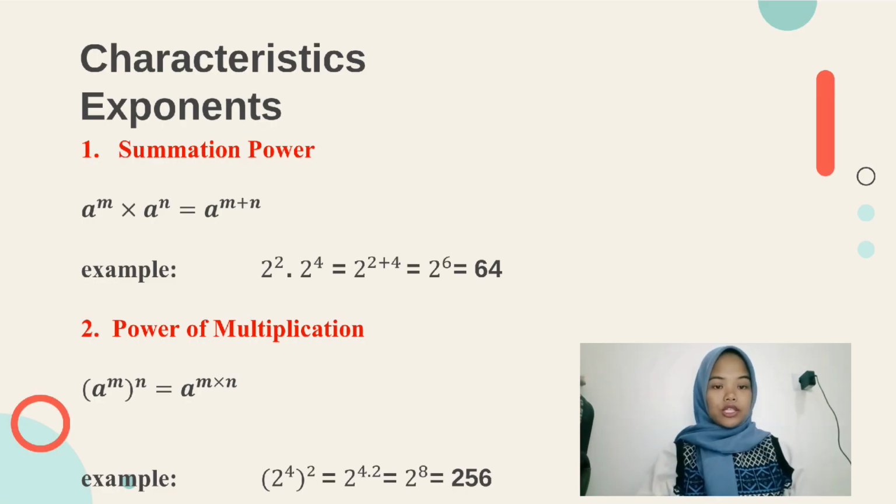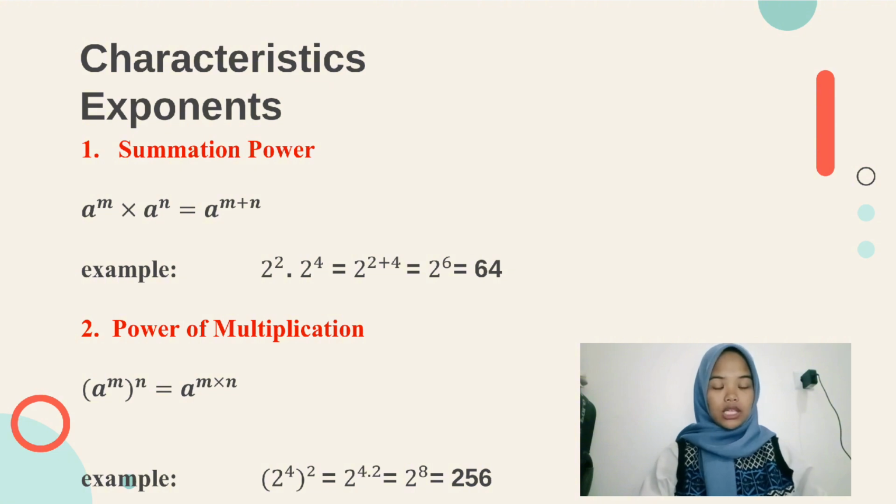Number 1. Summation of powers. If the same number with different powers is multiplied, the exponents will be added. For example, 2 squared multiplied by 2 to the 4 is 2 to the 2 plus 4, which is 2 to the 6, which is 64.